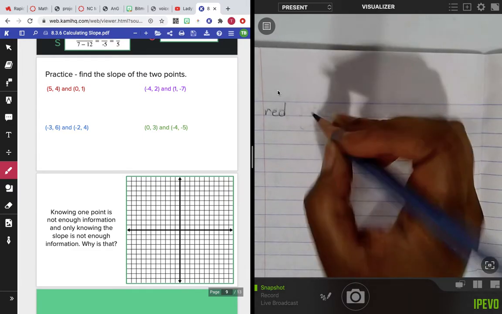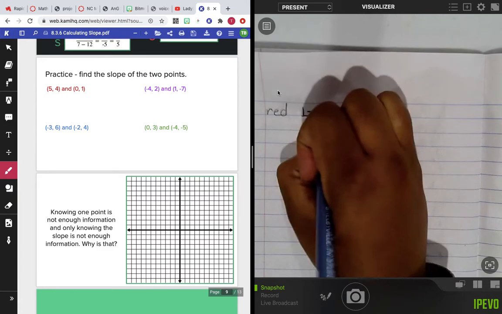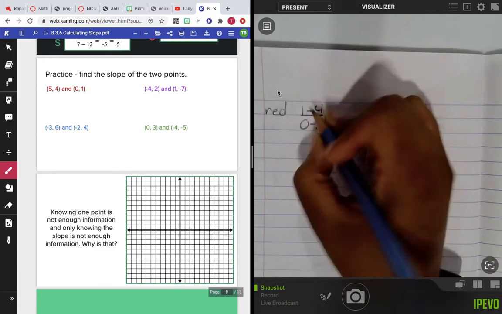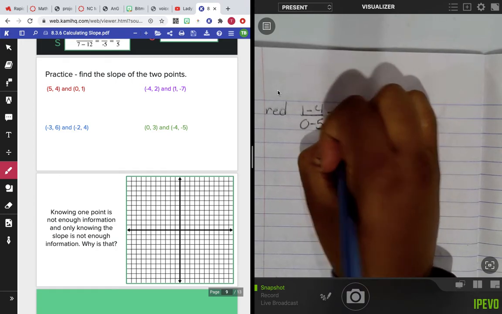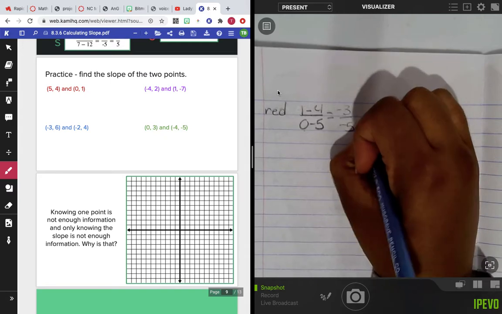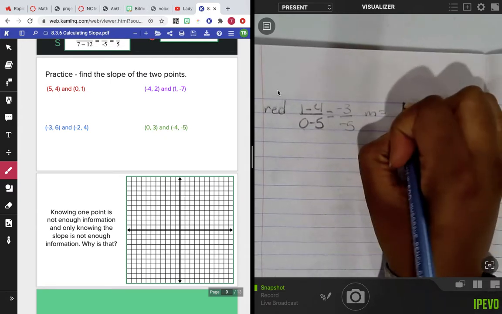So if I used what we've done before, I would do 1 minus 4 over 0 minus 5. If I subtract this, 1 minus 4, that's a negative 3. 0 minus 5 is a negative 5. So my slope for this pair of points is 3/5.